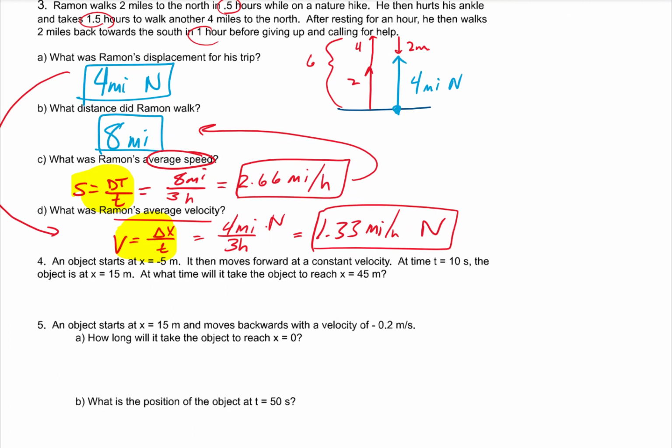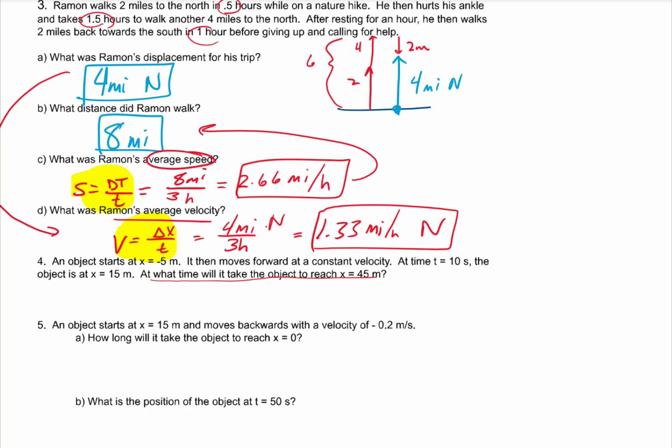Number 4. An object starts at x equals negative 5 meters, goes forward at a constant velocity. At 10 seconds, it's at 15. At what time will the object reach x equals 45? So in order to do this, the one thing we don't have is velocity. We're going to need that here.